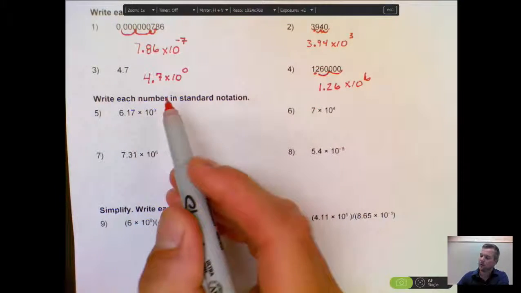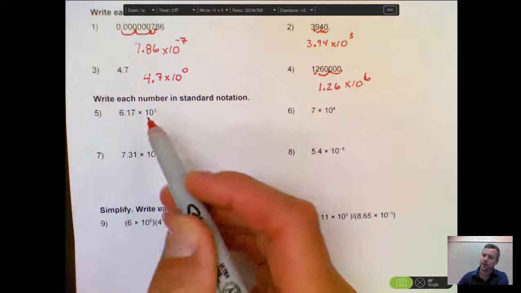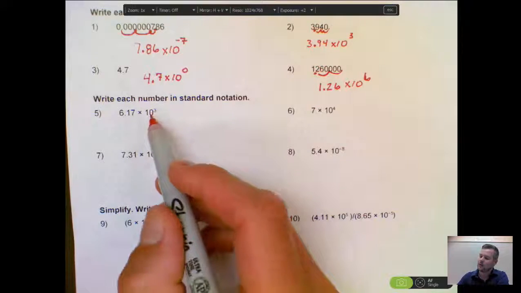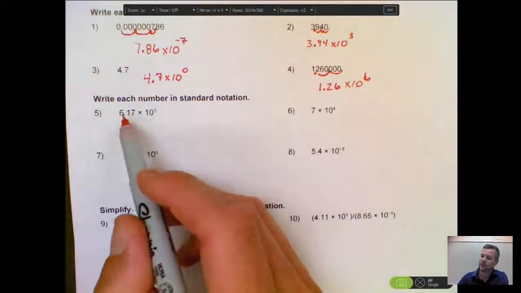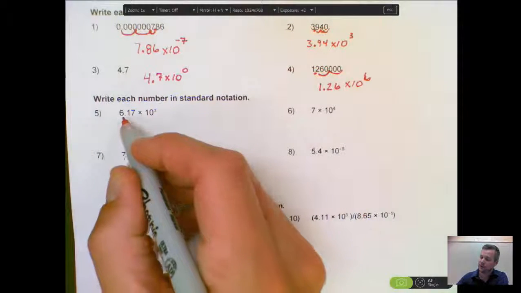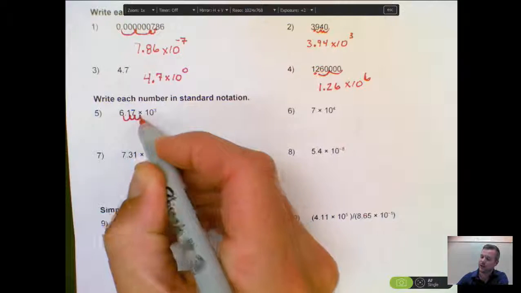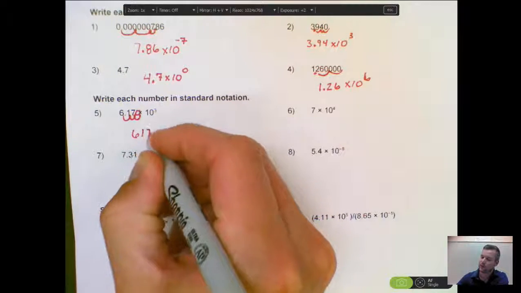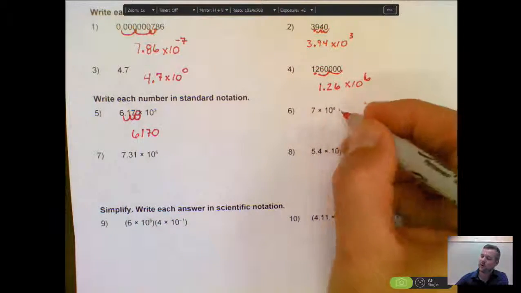6.17, we're going to move 3 places, but which direction? 10 to the third is a big number. If you need to plug this in your calculator, you always can. 10 to the third is a big number, so I need to make a big number. So my decimal needs to go right to make this number bigger. It needs to go right 3 places. 1, 2, 3. I'm going to fill that empty place value with a 0. Now notice I'm not drawing the decimal point at the end because that would make more sig figs.